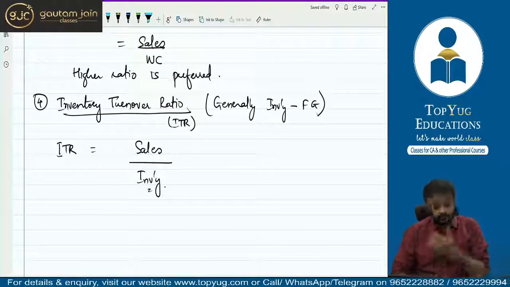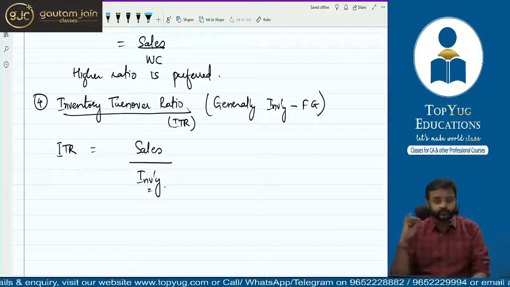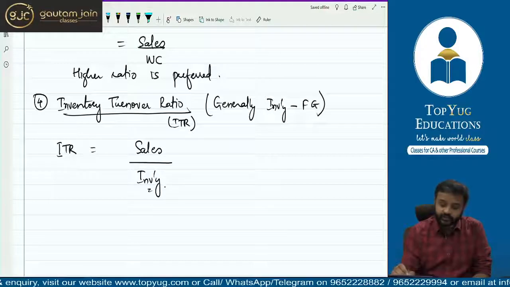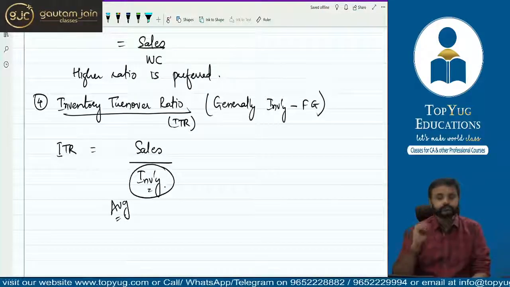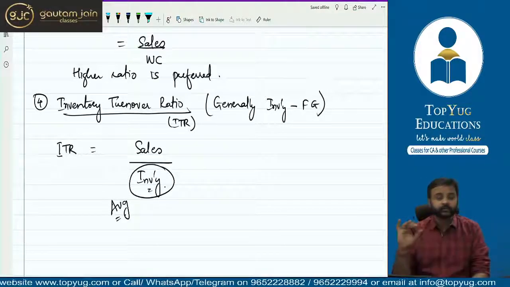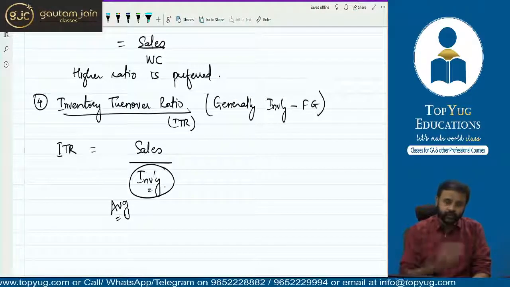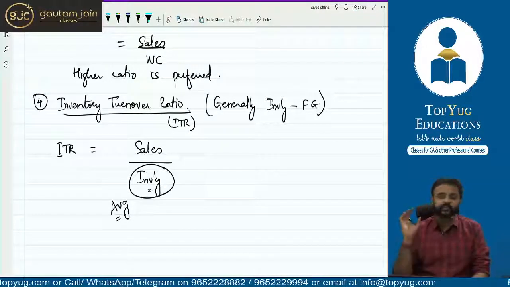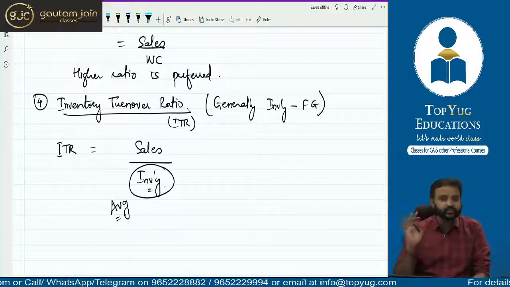Now the question comes, sales is for a period. So obviously this inventory should be average inventory, because you cannot take it as on a particular date. You will have to take it for the period. And how do we calculate average inventory? Opening inventory plus closing inventory divided by 2, right? So I'll change inventory to average inventory.